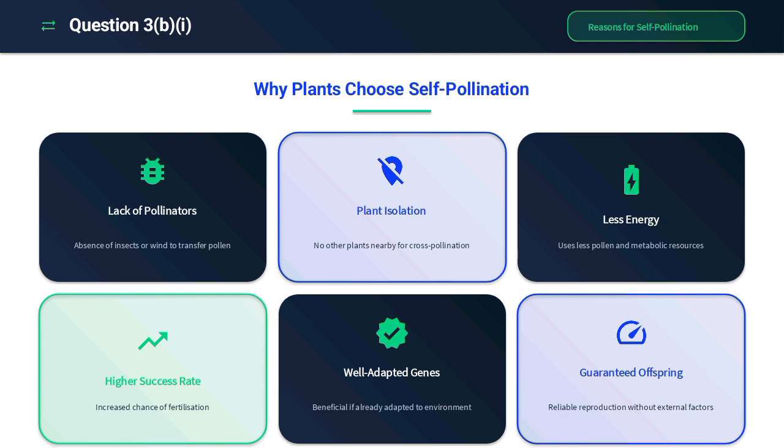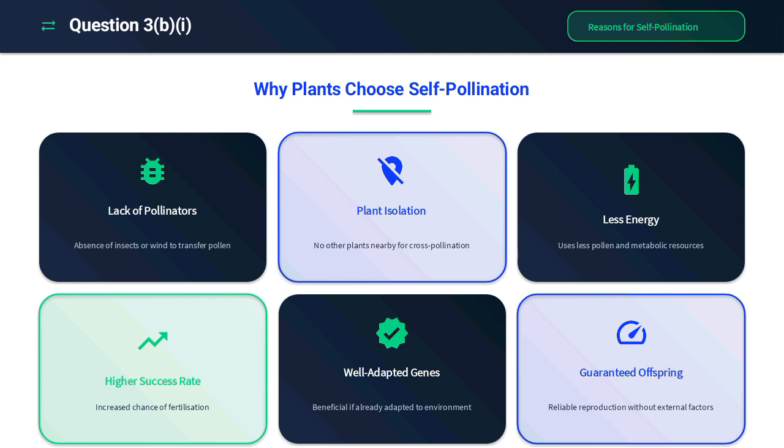Part B, Part 1 asks us to suggest reasons why a plant species might use self-pollination instead of cross-pollination. There are several valid reasons. First, there might be a lack of pollinators, no insects, birds, or wind to carry pollen between plants. Second, the plant might be isolated with no other plants of the same species nearby. Third, self-pollination uses less pollen and less energy because the plant doesn't need to produce showy flowers or nectar.